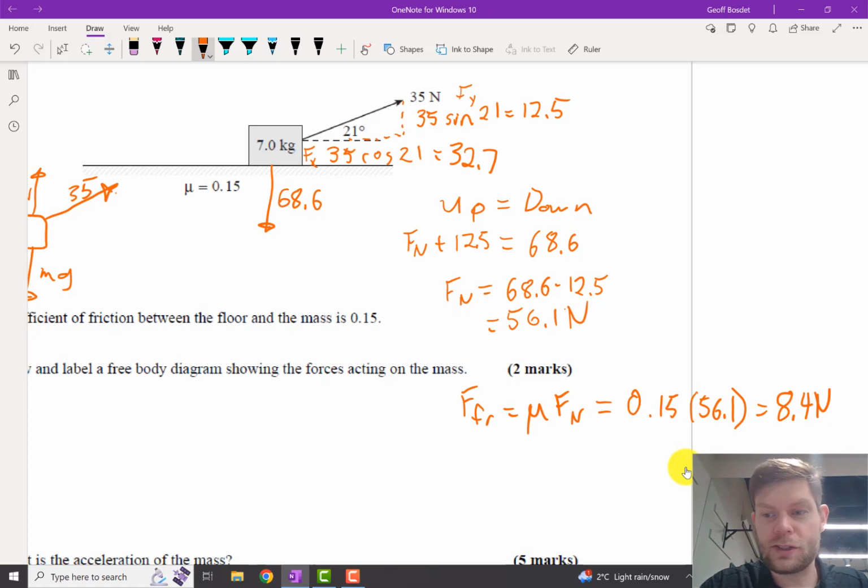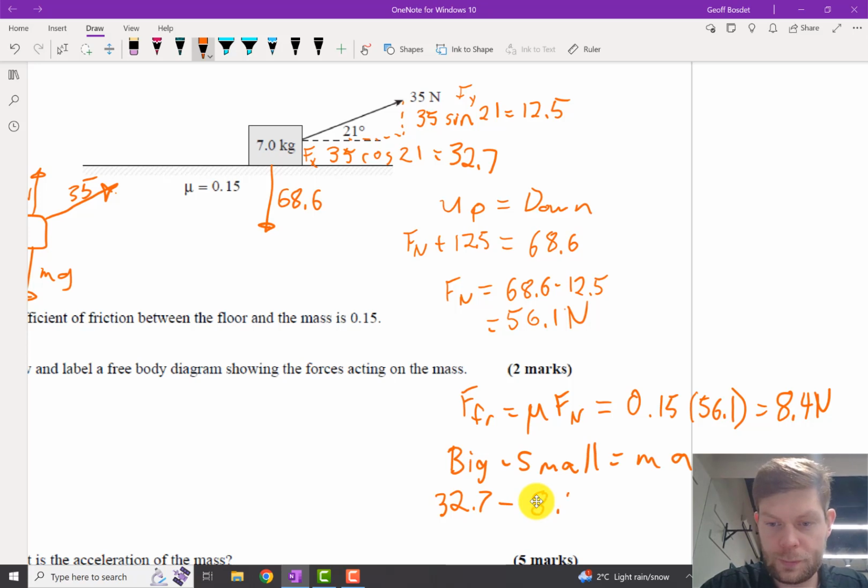And then it is a fight horizontally. We've got a fight between our Fx and our normal force. So we are going to use big minus small because we got two forces fighting and acceleration. So horizontally, big minus small equals ma. Our big is 32.7, our x component of our 35. And our small force is friction, which we just solved for. And that's going to equal our mass times our acceleration. And I'm going to assume you can take it from here or just check the answer key. Yeah, that is all the physics tricks.